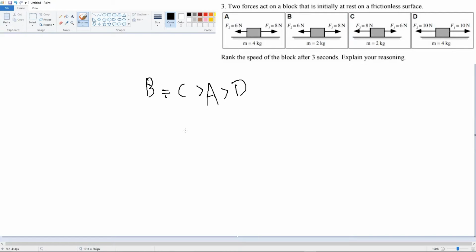So now, B and C are both the greatest because I'm going to draw out a free body diagram. I'm only going to draw one because they're practically the same. They both have a block that has 2 kilograms, and they both have forces that include 8 and 6, meaning the net force of the object, actually we'll do it like this. So we do force 1 minus force 2 is equal to ma. So 8 minus 6, so 2 is equal to the mass of 2 times a.